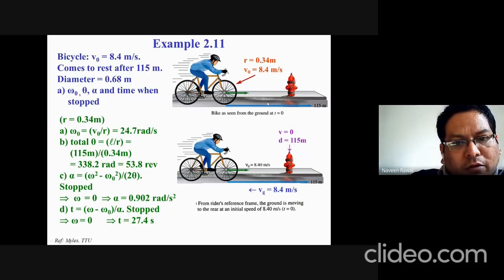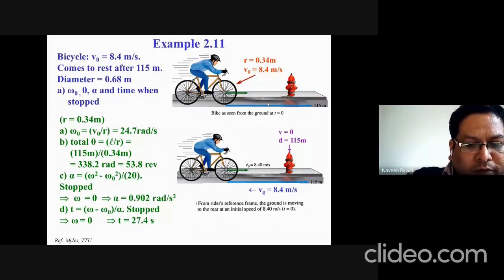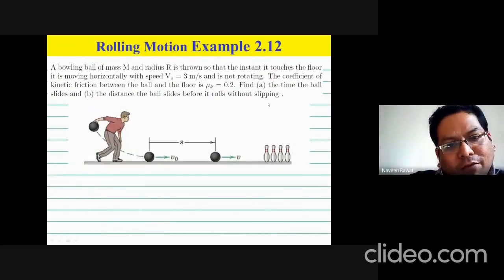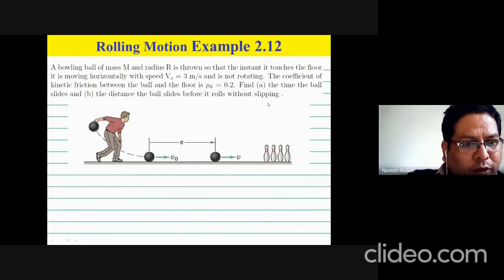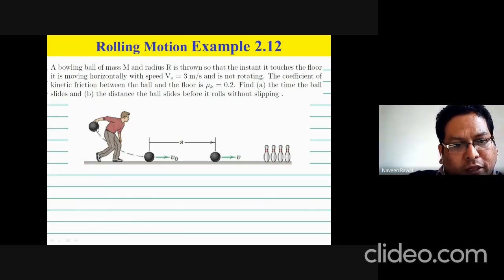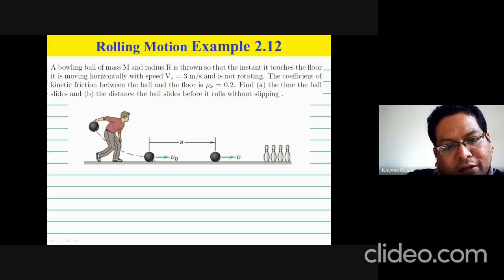Okay, so what I want you to do is look at a much more difficult problem than this. Okay, so we have a bowling ball. If any of you have ever gone bowling, it will be much easier for you to understand this. So you have a bowling ball of some mass m and it has some radius r. Okay, so it's a completely solid sphere. And the person throws the ball, and as soon as it hits the floor, the ball basically starts slipping or sliding so that it doesn't rotate.